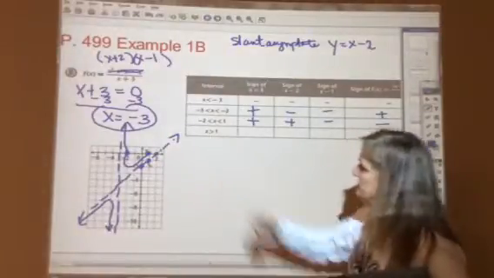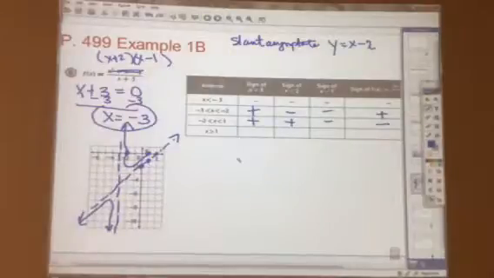Greater than 1. 2. 2 plus 3 is positive. 2 plus 2 is? Positive. 2 minus 1 is? Positive. Positive times positive times positive? Positive. It's going to go above the x-axis, and that finishes off my graph. Questions?